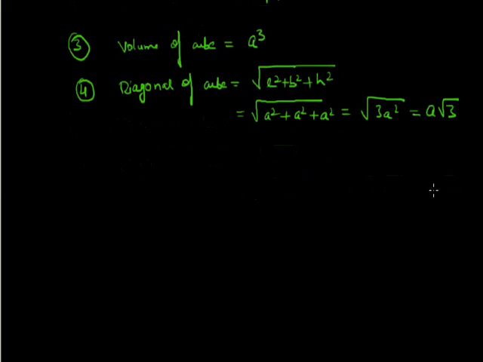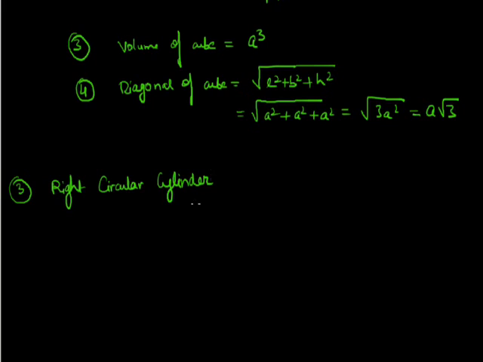So if you remember the total surface area, lateral surface area, volume and diagonal of a cuboid, we can easily find out all these things for the cube also. Now we move on to the next 3D figure, that is the right circular cylinder.